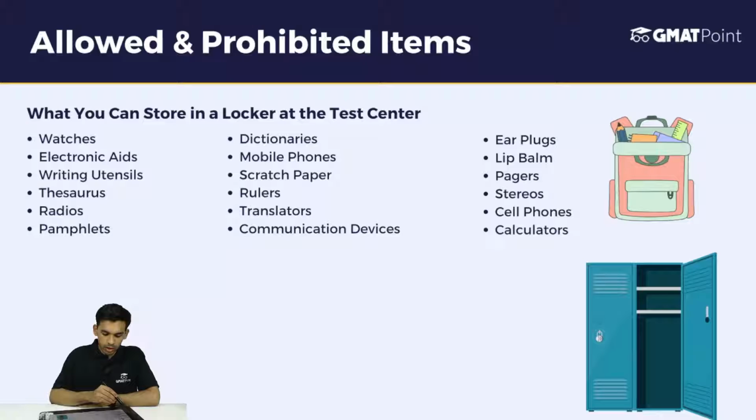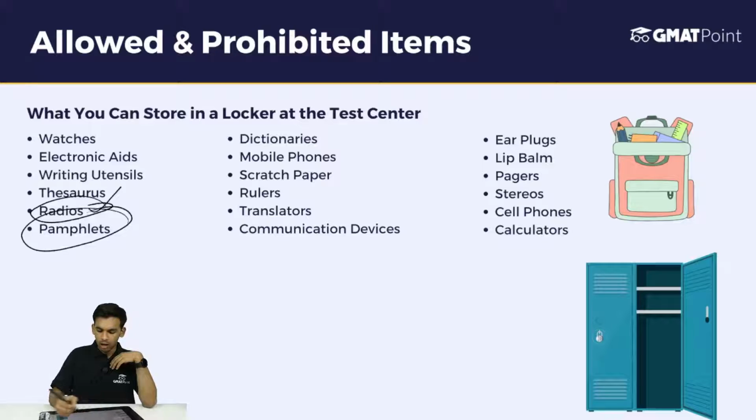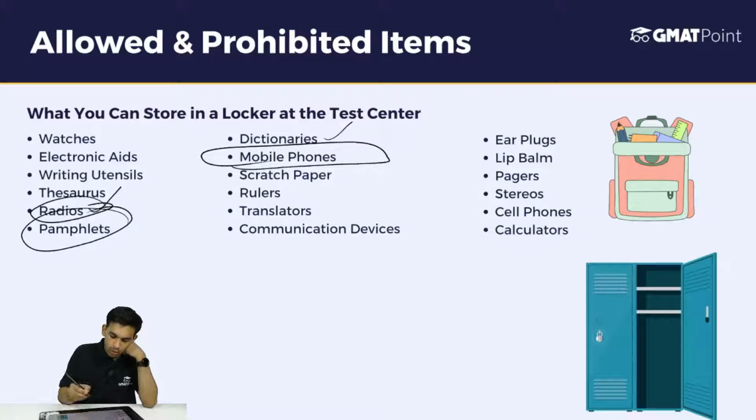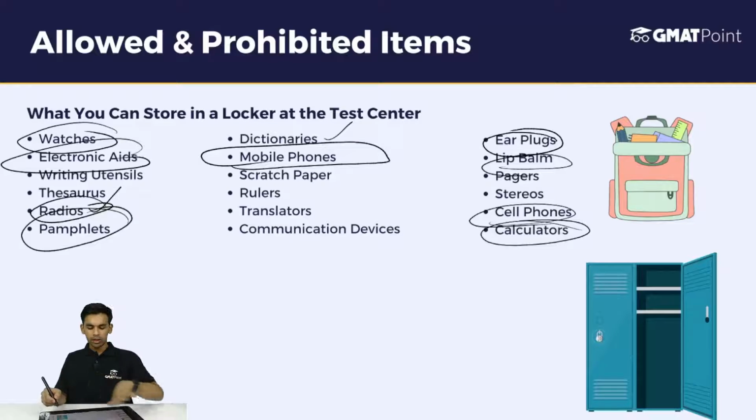Now let's look at certain items which you can store in the locker at the test center. You can see them above, right? Watches, electronic aids, writing utensils, thesaurus, radios. I mean, these are very outdated things. Then dictionaries too, but make sure that you can store your mobile phone, watches and other electronic aids, your earplugs or your TWS if any, your lip balm, cell phone, and calculators if any. All these things can be kept in the locker at the test center.